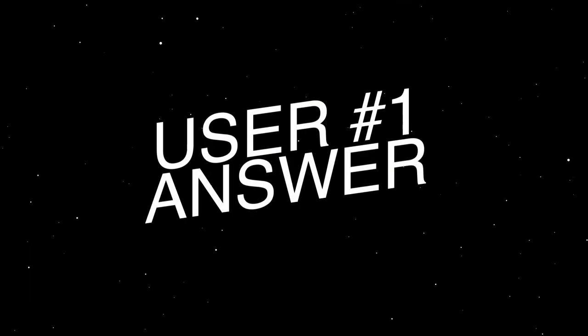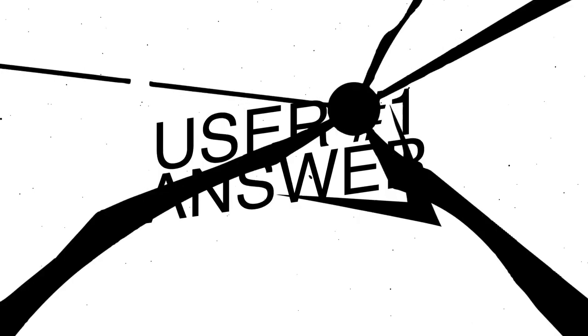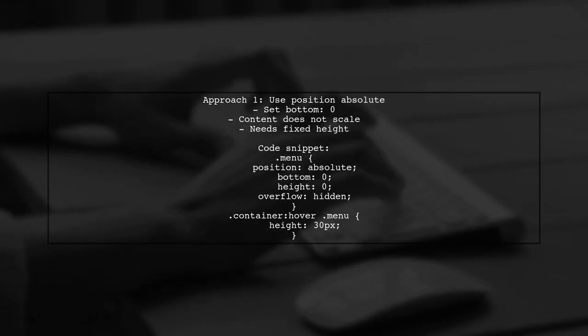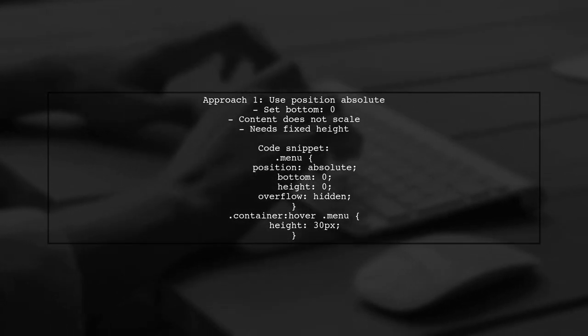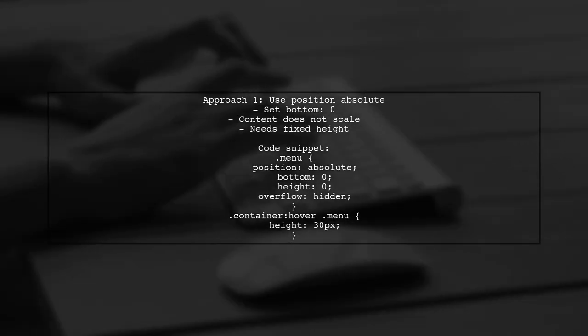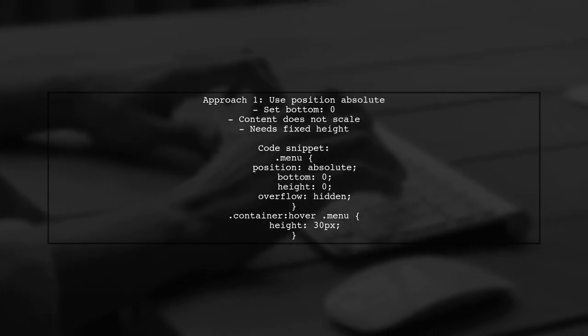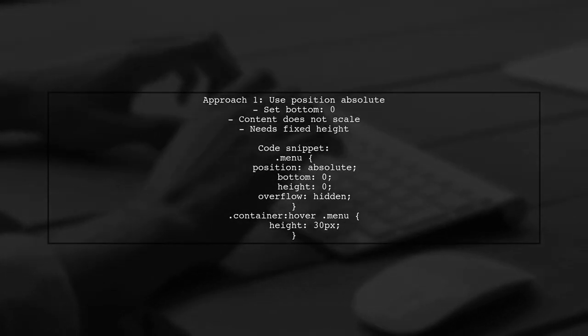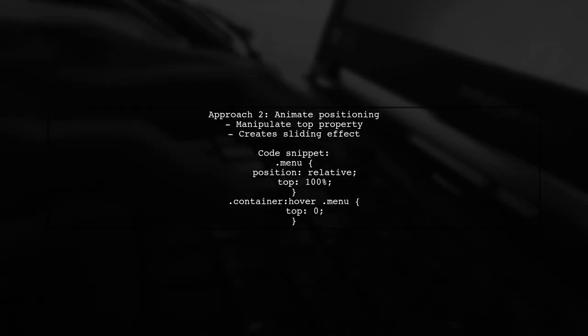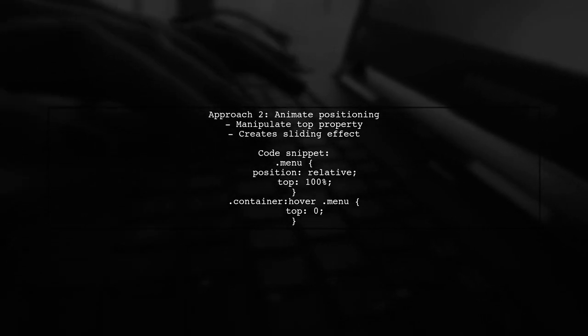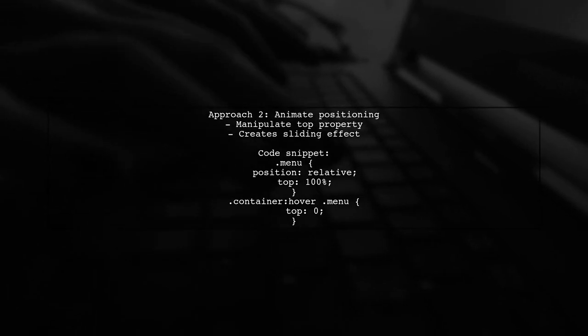Let's now look at a user-suggested answer. To animate an element's max height from bottom to top, one approach is to use position absolute with bottom set to 0. This allows the content to reveal itself without scaling. Another method is to animate the positioning by manipulating the top property. This creates a sliding effect as the menu moves into view.